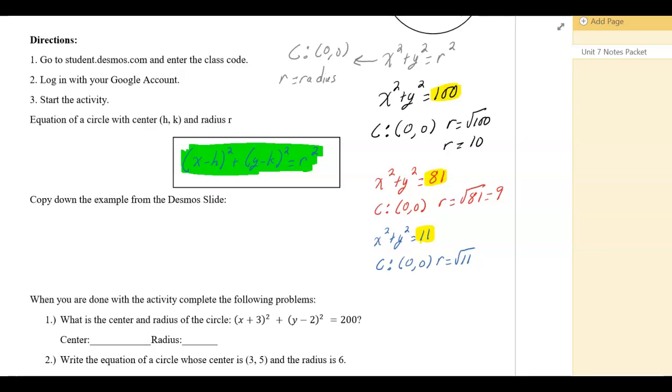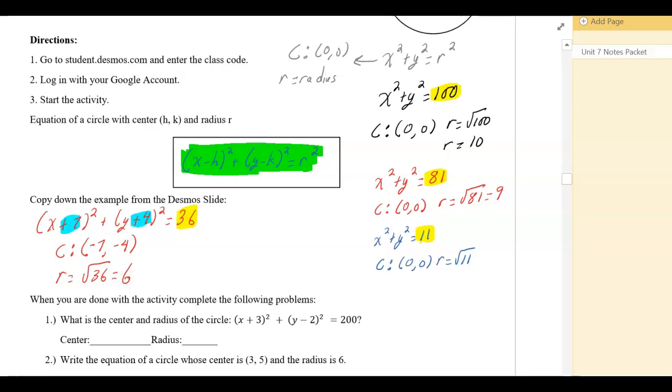So let's look at an example. This may or may not have been in your Desmos. If I write (x + 7)² + (y + 4)² = 36, the center is always going to be the opposite of these two numbers I just highlighted in blue. So the center is going to be (-7, -4). The radius is still the square root of this constant that I just highlighted in yellow. So the radius is the square root of 36, which is 6.